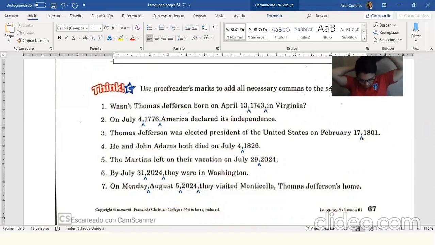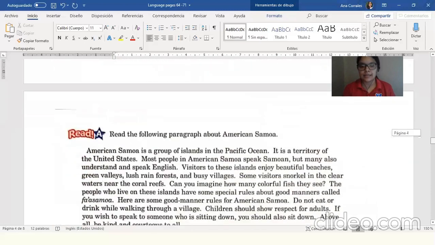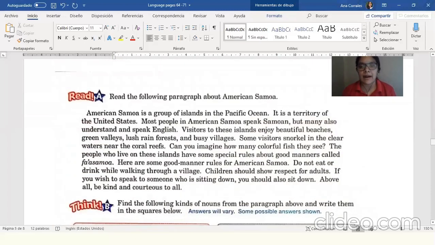If you finish, go to the exercise on the next page. A ver, exercise A, on the next page. Are you there? Yes? Okay, read the following paragraph about American Samoa. You can read by yourself, slow or fast. Just pause the video and read it by yourself. I am going to read. I'm going to start again.